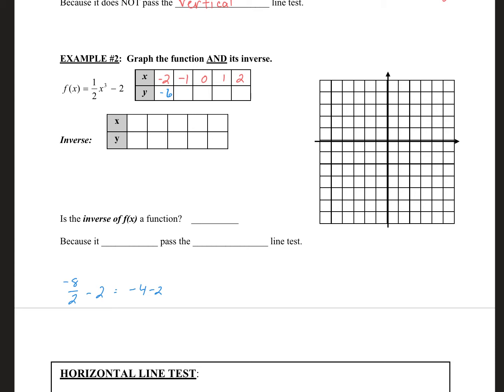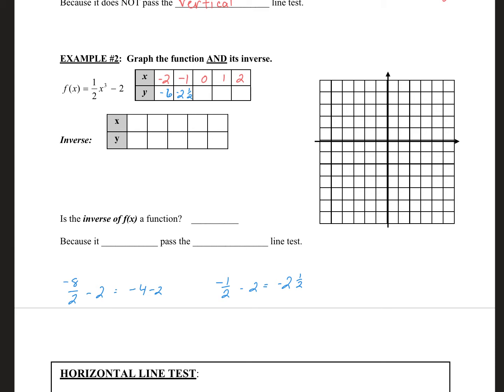So when x is equal to -1, we have -1 cubed is -1. So we're going to have -1 over 2 minus 2, which is going to be equal to -2.5. That's fine for now. We can make that an improper fraction, we could make it 5 halves, but 2.5 is just fine for now. So when x is equal to -1, we have -2.5.